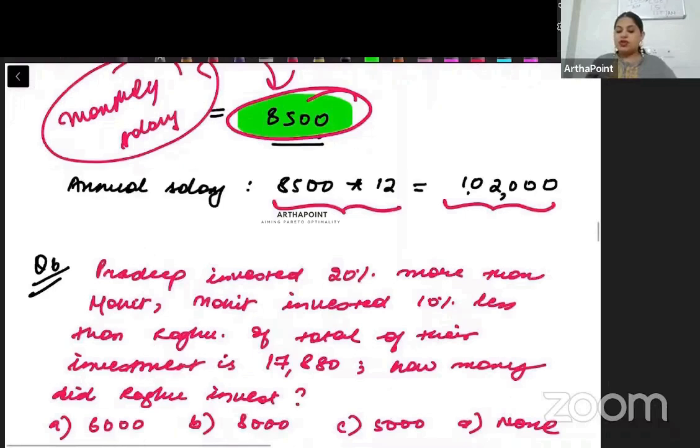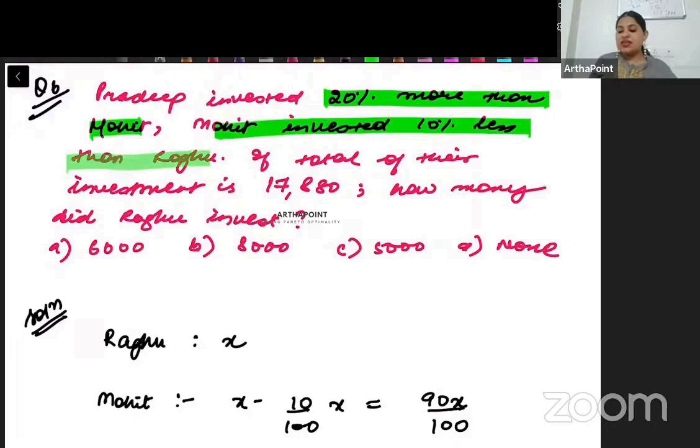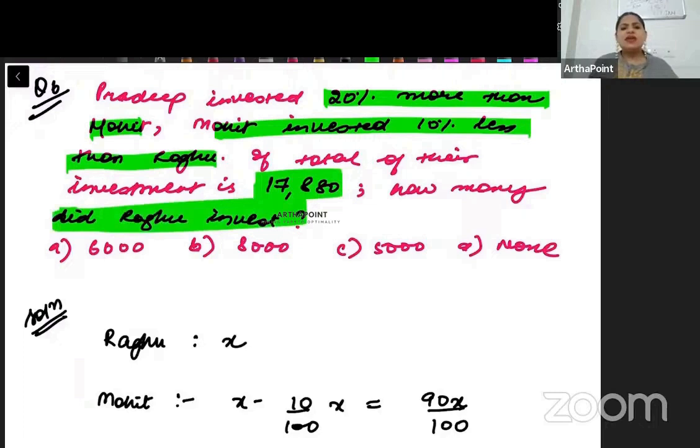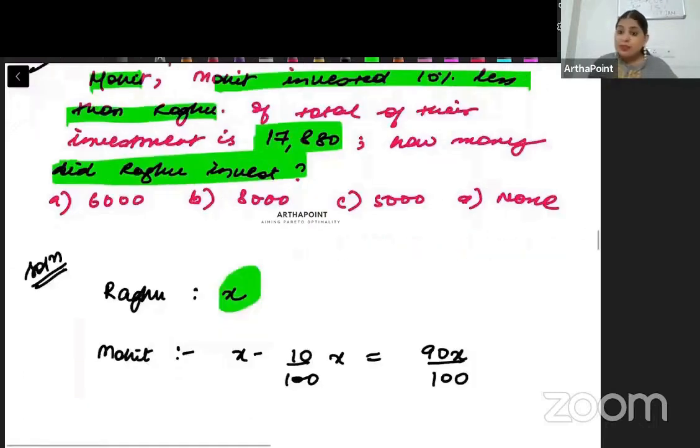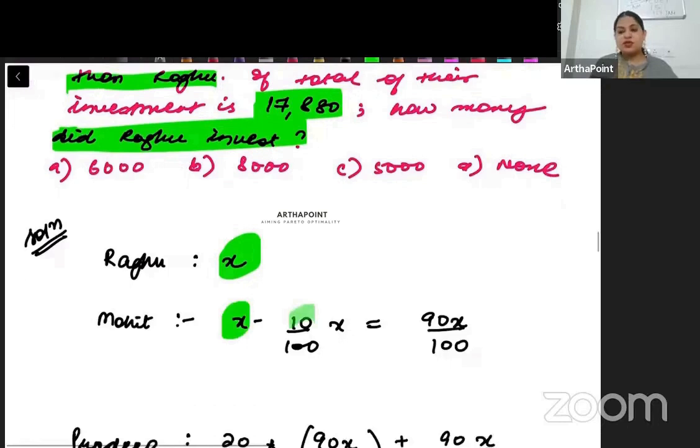Okay, come to the next question. Pradeep invested 20% more than Mohit. Mohit invested 10% less than Raghu. If total investment is 17,880, how much did Raghu invest? Let's say that Raghu invested x. So Mohit is investing 10% less than x. So it will be x minus 10% of x. That will be 90x by 100.